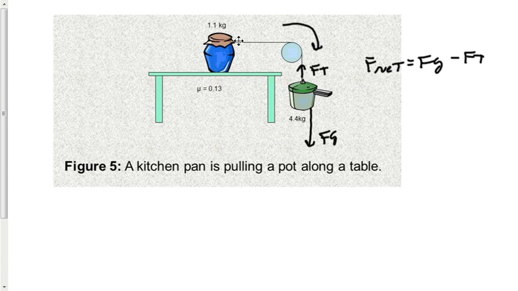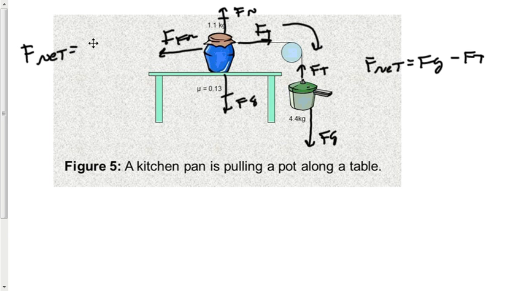Over here we have force tension pulling in this direction. And backwards is force friction. And of course downwards is force gravity, and upwards is force normal. And we know that those two cross off on a horizontal surface. So our net force equation, force net, is going to equal force tension minus force of friction.